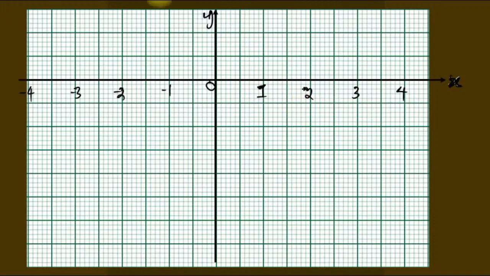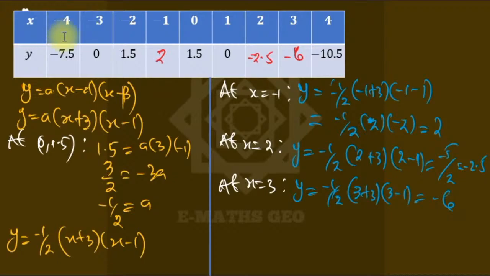For y we are moving 2, 2. So we have 2, this is minus 2, minus 4, minus 6, minus 8, minus 10, and minus 12. So let's now look at the points. We still have a little problem. If you notice, we have minus 7 point something.